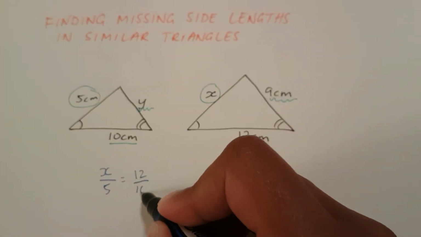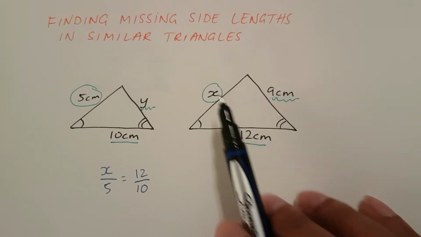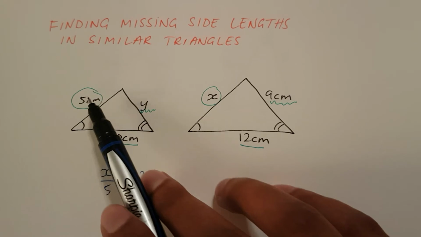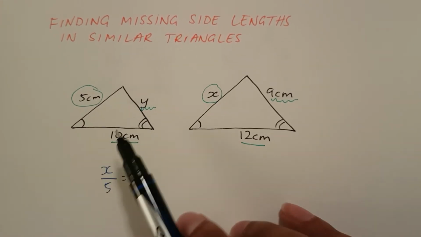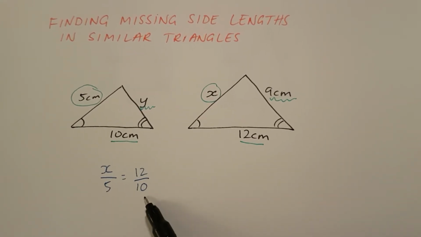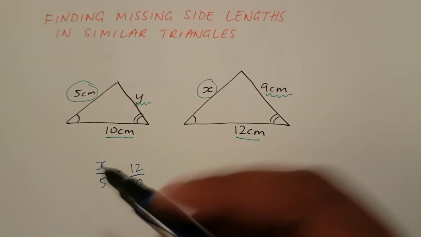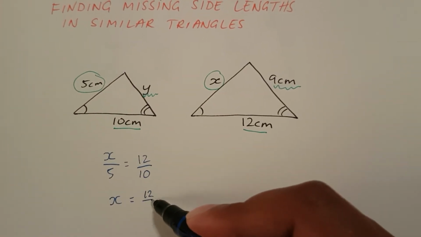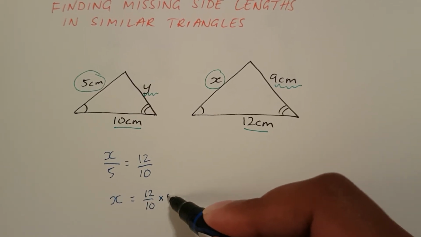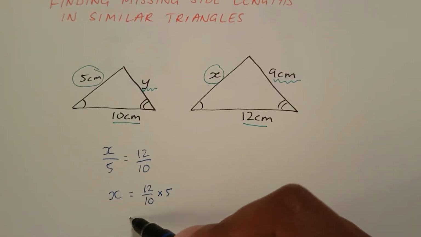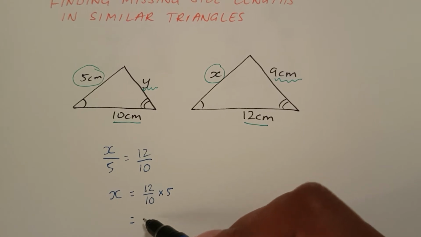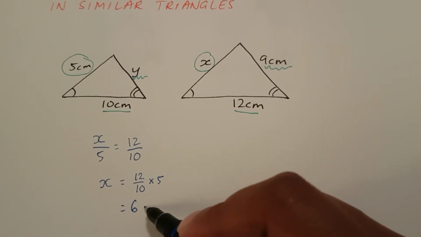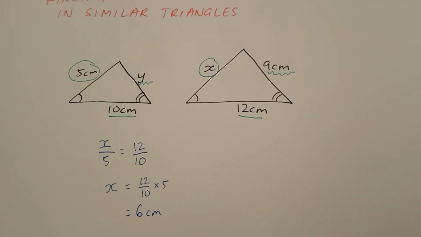Now it's very important that x and the 12 are both on the top, and that 5 and 10 from that same triangle are both on the bottom. Once we work this out, we're going to have x is equal to 12 over 10, which will multiply by 5. So our answer for this one will be x is equal to 6. And we can put on the units as well.